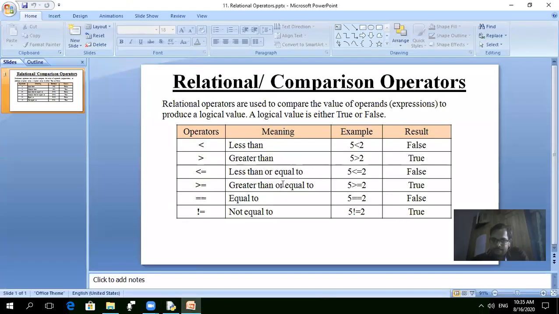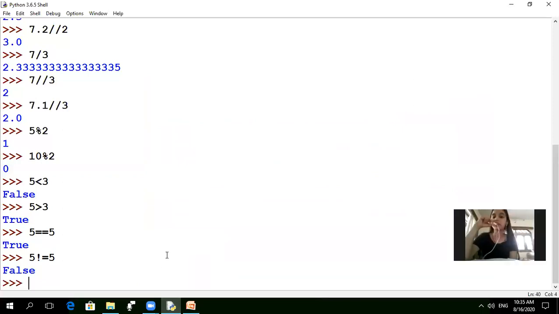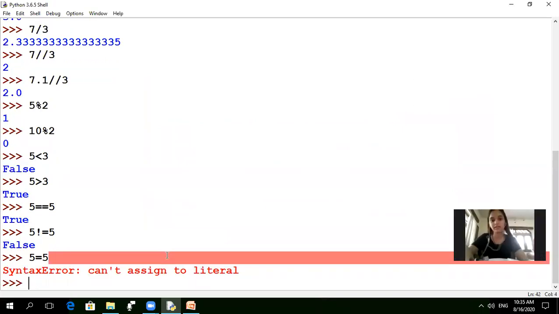Any confusion in that? Sir, if we write 5 is equal to 5, then it will show an error. Only one time equal to? Yes. This is an error: can't assign to literal. This equal sign is for assignment. So this is an error. Clear? Okay.